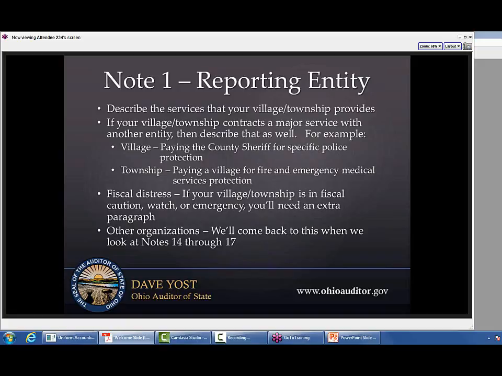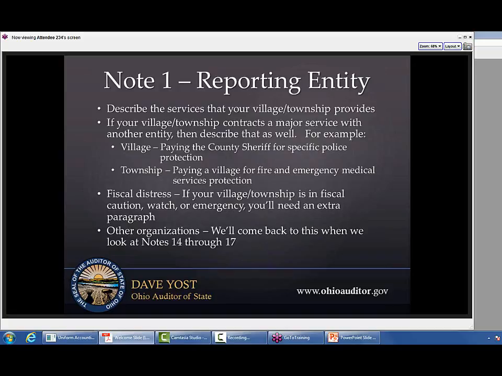So Note 1. Note 1 describes the services that your village or township provides, or your entity provides. It talks a little bit about what kind of services you offer, what you are, whether a village, a township, a library, a fire district, and so forth. If your village or township contracts with another entity for a major service, you need to put that in there.